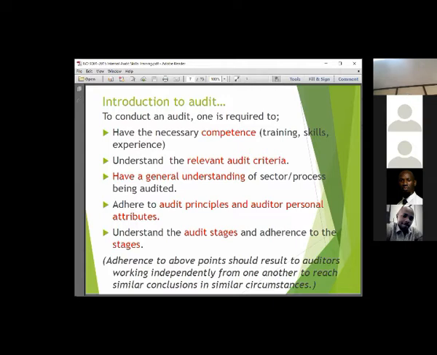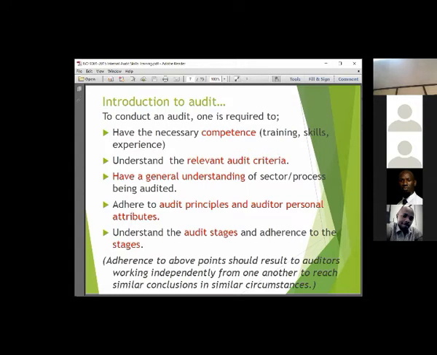Still, for you to become a good auditor, you have to adhere to audit principles and auditor personal attributes, which we are going to look at in the slides that are following. Then you need to understand the audit stages, which are covered in our course contents. Where do you start to where do you end? So in brackets there, adherence to the above points should result in auditors working independently from one another to reach similar conclusions in similar circumstances.